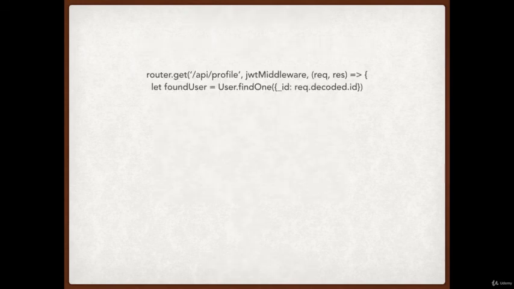So as you can see, it is routed at GET /api/profile, and it has a middleware called JWT middleware, which will verify the token. Once it verifies, it will return a request.decoded object, which is the original user's object. And then we can access the ID and pass it in our database, which is User.findOne. And then of course we can respond back with the user to the client.